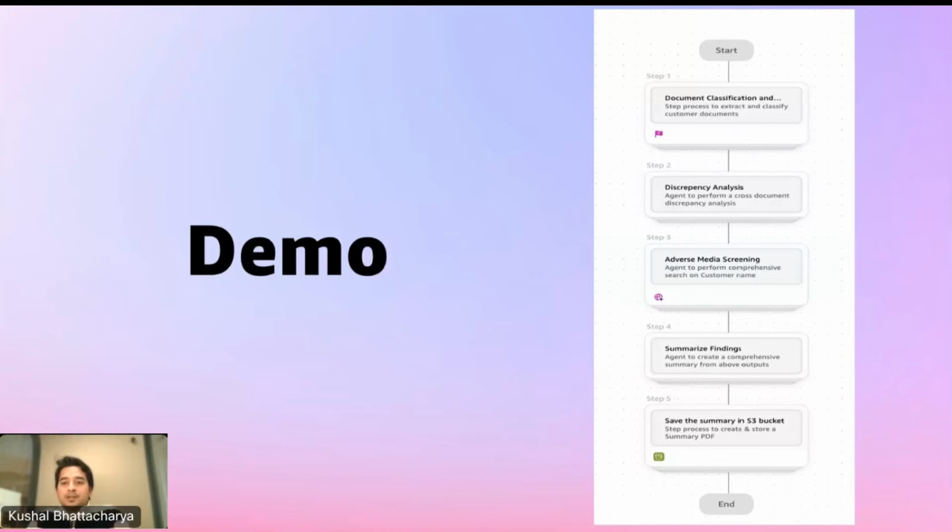And then the fourth agent, which will take the output of all the agents at the top, will summarize all the findings in step 2 and step 3, and then create a document which will show you what the KYC looks like for this customer. And then there are subsequent steps to convert it into a PDF, and then put it in an S3 bucket.